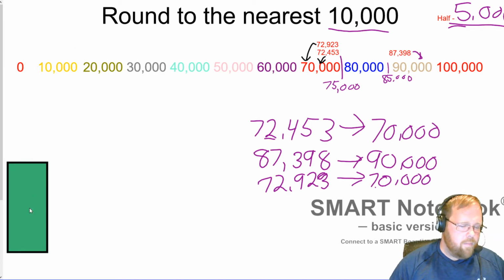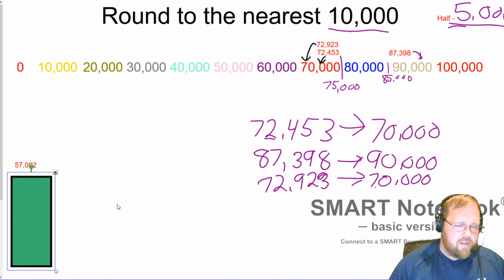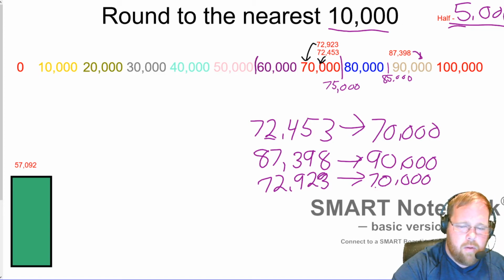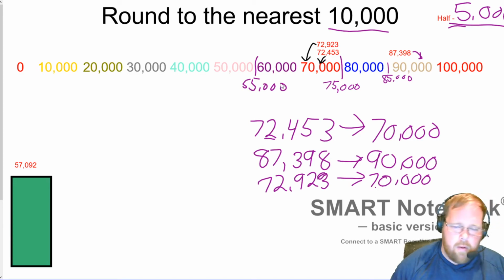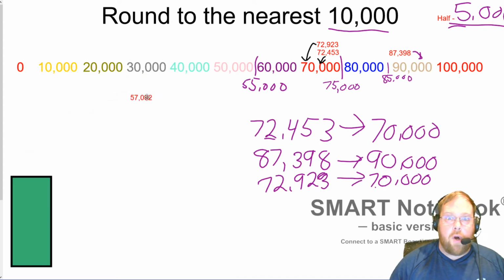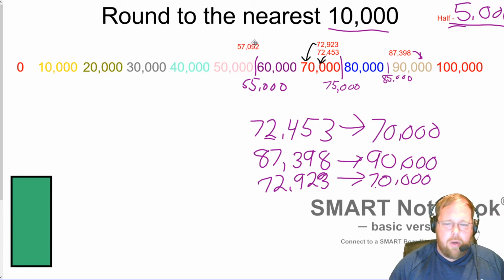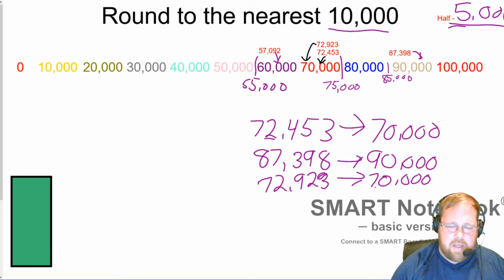Terrific. Let's do one more. 57,092. 55,000 right here. We know that 57,000... You do it first! I tricked you. You tell me, is it closer to 50,000 or 60,000? We know that it comes in between these two, but where is it closest? It's closest to 60,000 because it's past 55,000. So we round up to 60,000.